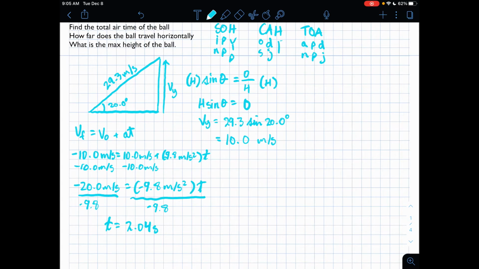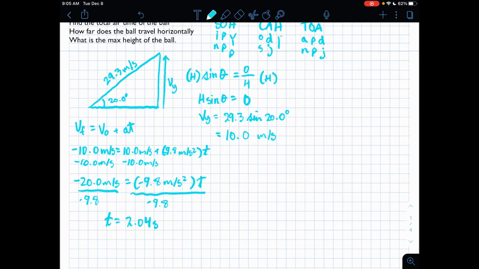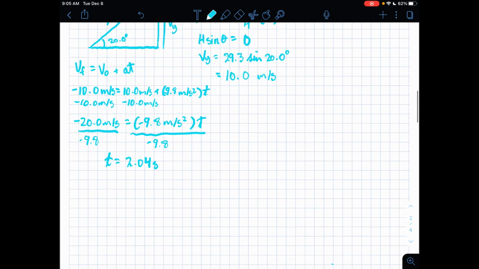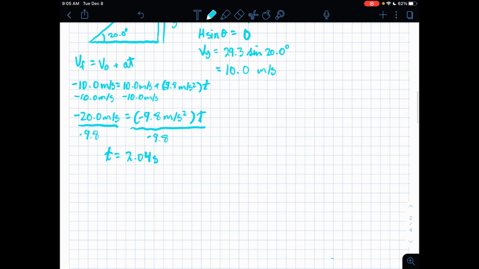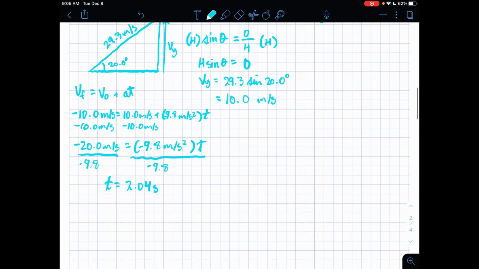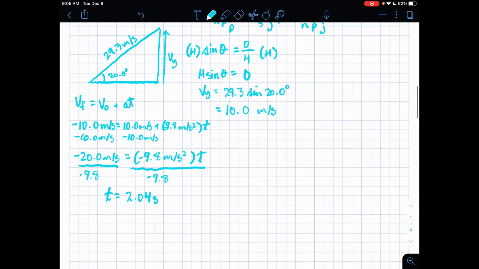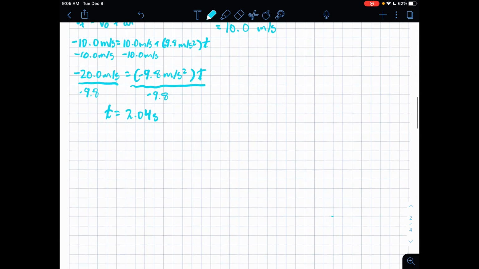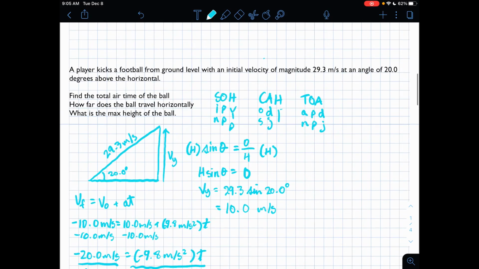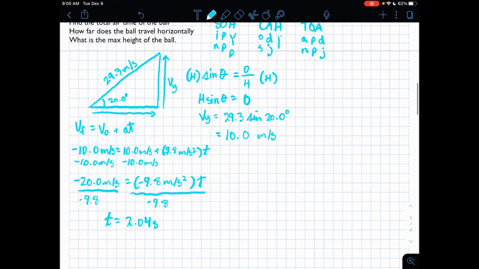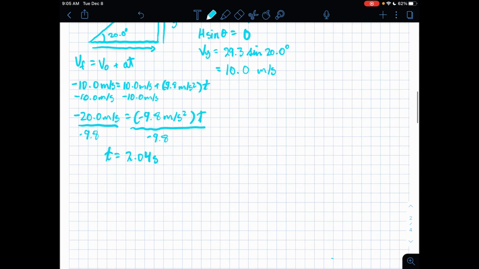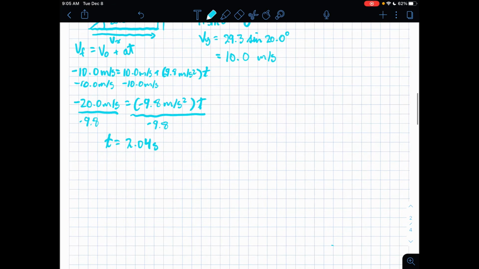Now that you know the total airtime, you can find out how far the ball travels horizontally. But before you do that, you need to first find the horizontal velocity of the ball. Currently you only have the vertical initial velocity. To find the horizontal, if you look at the triangle again, the horizontal is the adjacent side, so you have the adjacent side as well as the hypotenuse. So you'd know to use cosine to find the horizontal component.